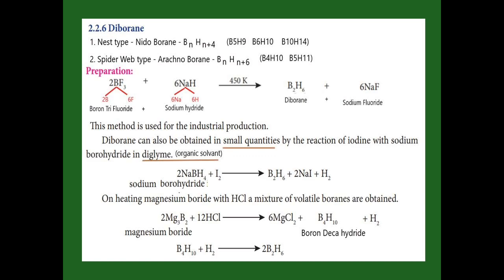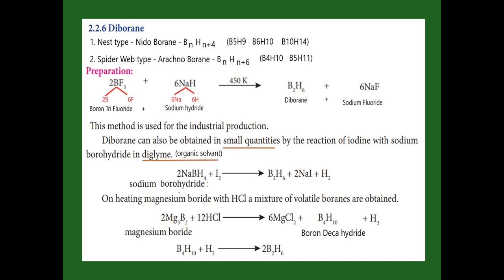Now we are going to see the preparation of diborane. The first reaction is the industrial production. What does industrial production mean? A bulk amount of diborane we can produce by using this reaction. When boron trifluoride is reacted with sodium hydride at 450 Kelvin, we get diborane along with sodium fluoride, NaF. This is industrial production.